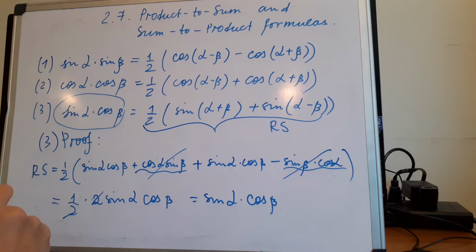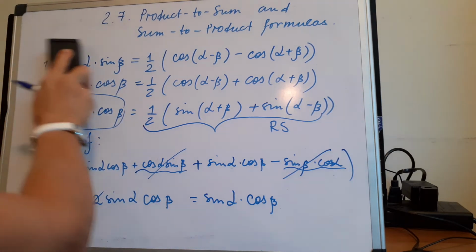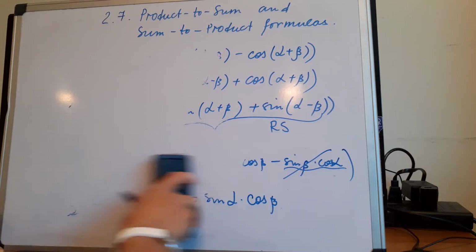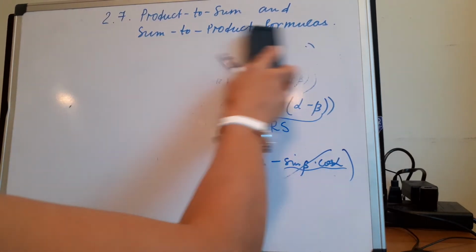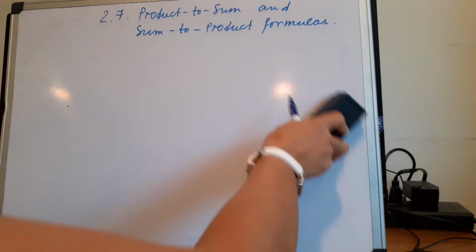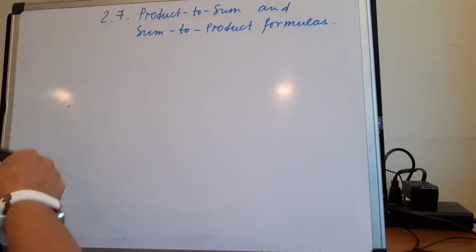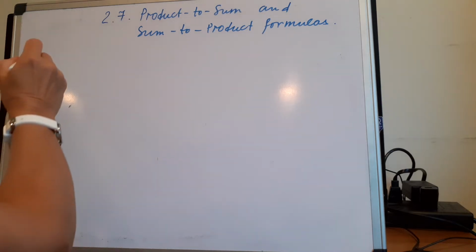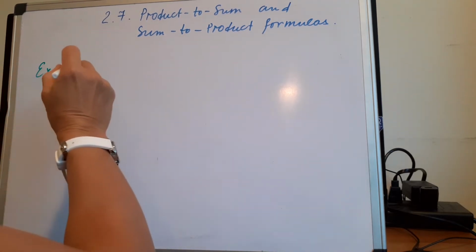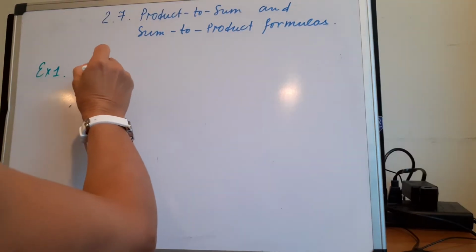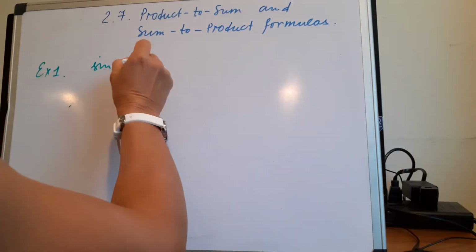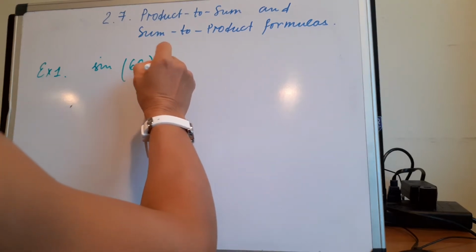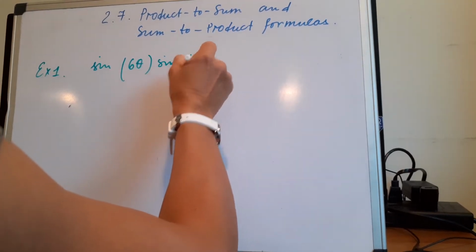Okay, so let's solve something using these formulas. I'm going to erase my solutions from here and all the formulas. And you do have formula number 1, number 2, and number 3 probably copied somewhere in your notebook. My suggestion while you are listening to my video lectures, use your notebook sometimes and copy essential stuff. So I'm going to start with example number 1, and we'll try to simplify the expression sine of 6 theta, sine of 4 theta.